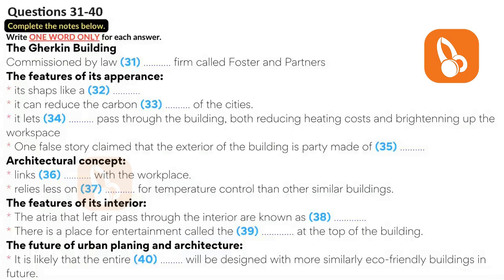The building helps reduce the city's carbon footprint in a number of ways. Just a quick note, in case you're not familiar with the term carbon footprint, get used to it. It's a buzzword you'll hear relentlessly to talk about reducing emissions. Think of it as the amount of harmful greenhouse gases that are given off into the environment by a single person, organization, or product. So going back to the Gherkin building, perhaps the most obvious as well as the most significant eco-friendly feature is the glass windows, which allow light to pass through the building, both reducing heating costs and brightening up the workspace.